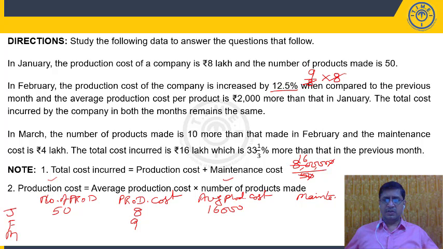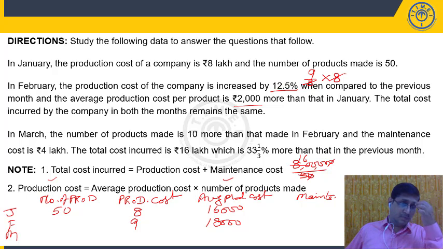Okay, now what is the next one? The average cost is 2,000 more. 2,000 more means 2,000 plus 16,000, it is 18,000. And the total cost incurred by the company in both the months is the same. So total cost means these two values are the same. In the March month, the number of products made is 10 more than that of February. So what is the February? In the February month, how many products are there?